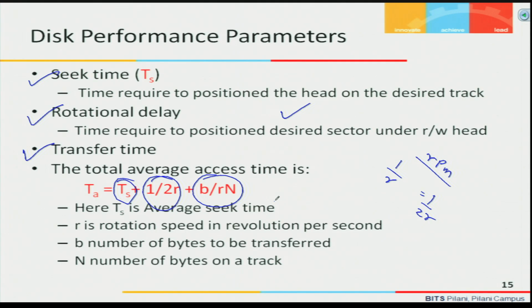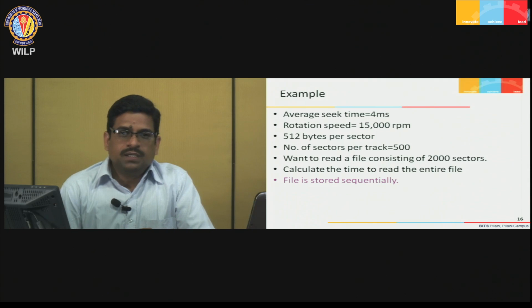The transfer time is calculated by the formula B divided by RN. B stands for the number of bytes to be transferred, R is the rotational speed, and N is the total number of bytes on the track. That gives me the transfer time. If I add all these 3 times, this will give the average access time. So let us take one example.